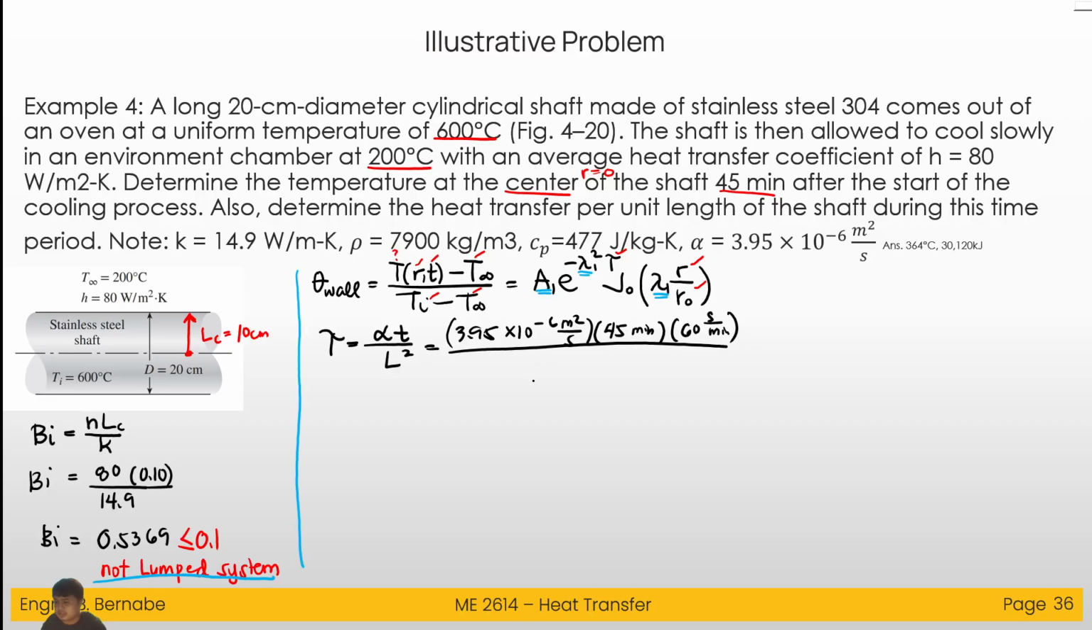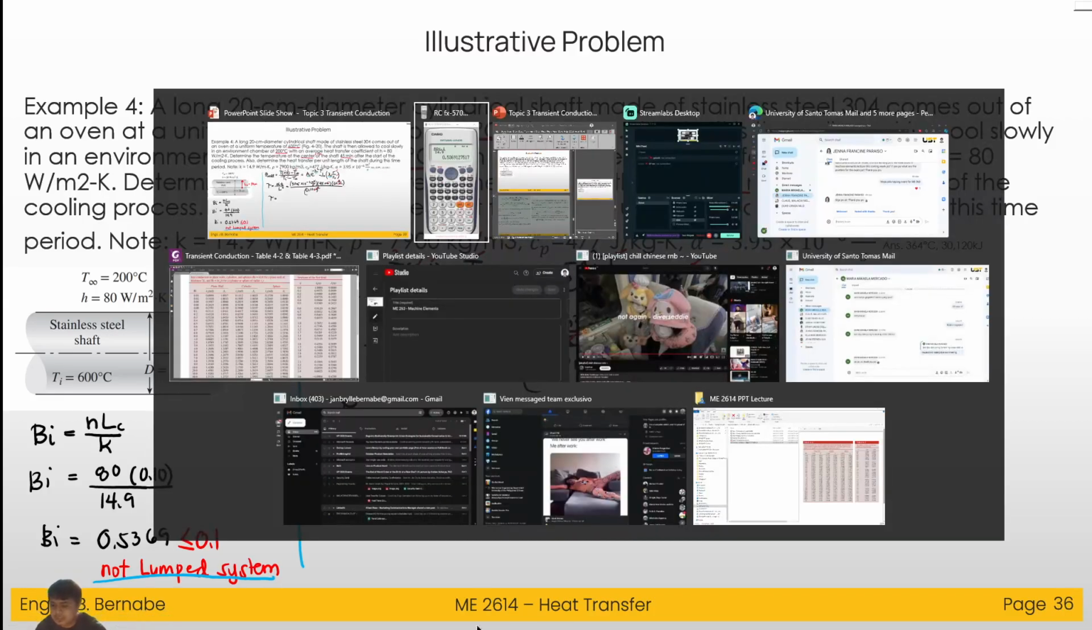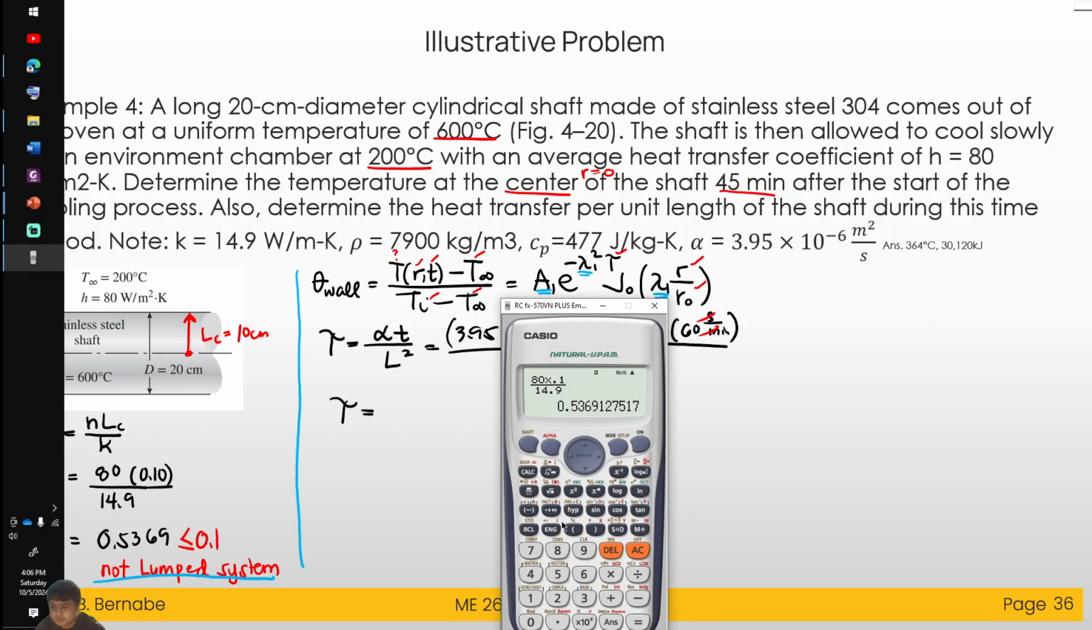And then the L here is 0.1 in meters. So this will cancel out. Everything will cancel out, it's squared. This will cancel out: second, minute, minute. Okay, so the dimensionless tau can be solved. So this should be greater than 0.2.